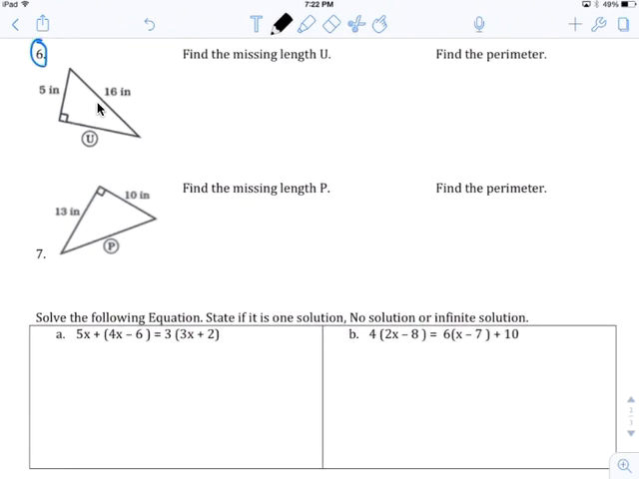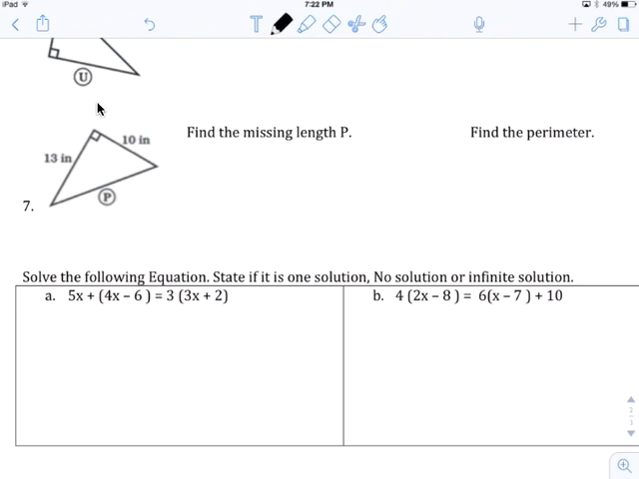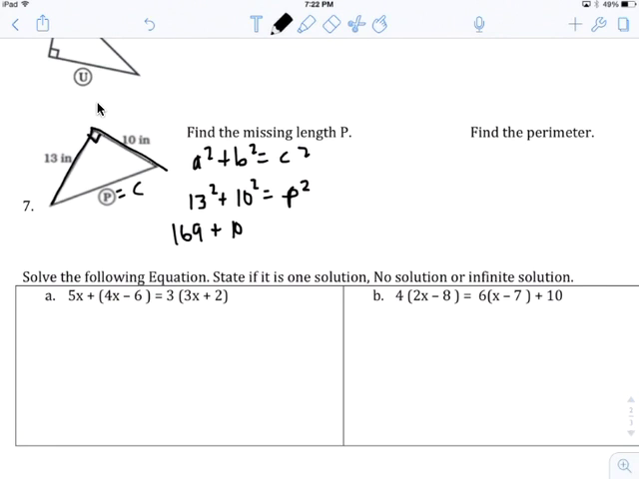Okay, and I'll do this one so that those of you who didn't get it hopefully watch the video and can get it. A squared plus b squared equals c squared. A and b support the 90-degree angle. 13 squared plus 10 squared equals c squared, or p. P is c. 169 plus 100, 269 equals p squared. Take the square root. The square root of 269.